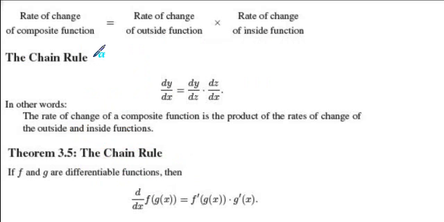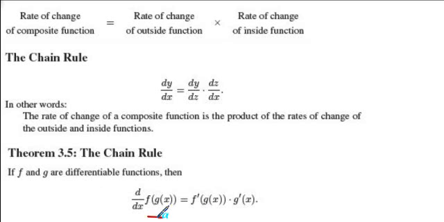It's the rate of change of a composite function: the rate of change of the outside function times the rate of change of the inside function. Here it is in Leibniz notation, dy/dx equals dy/dz times dz/dx. But what that really means is probably easier to see here.